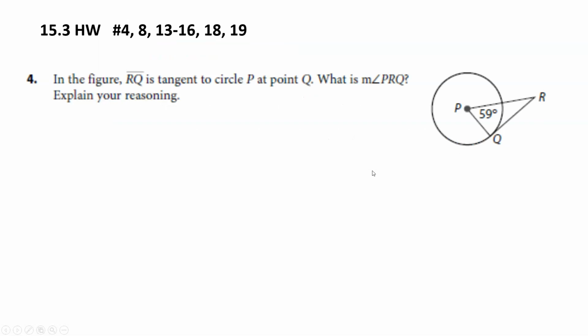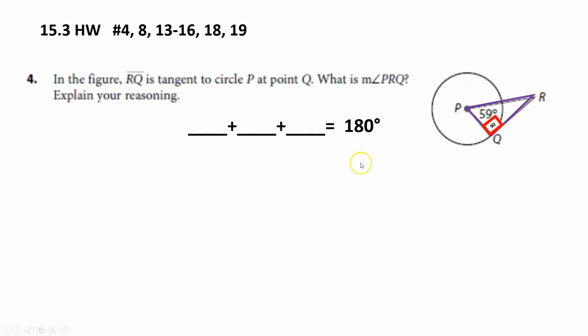If you need support on any one of these, I do provide some support in the video, so feel free. For number 4, they do give us a picture. I would say, hey, just in case you remember, that's a triangle. I know that that radius and that tangent cross at 90 degrees. And I know this is from first semester, but all these angle measures, 59, 90, and what I don't know, all add up to 180.